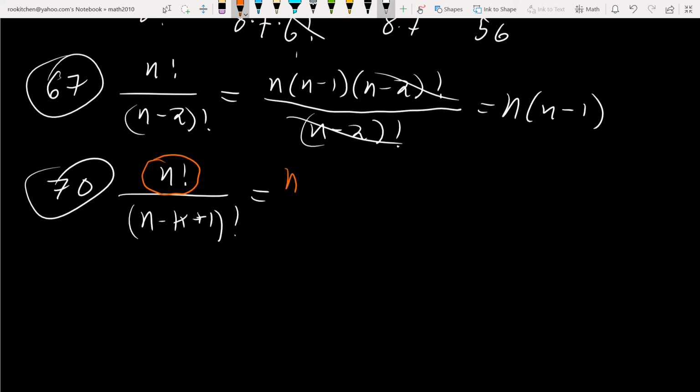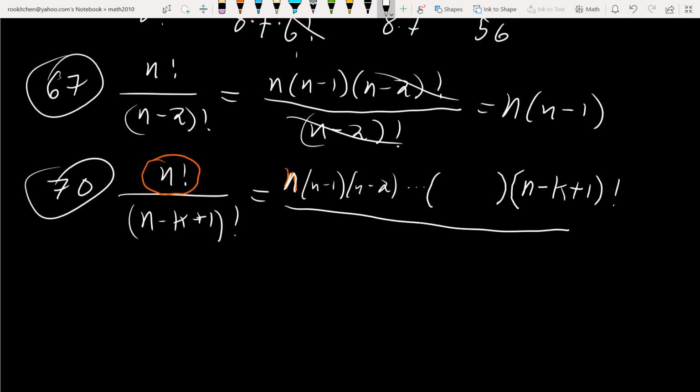So I'll go n times, I don't want to write that in red. It's not going to let me do anything else, apparently. n times n minus 1 times n minus 2, dot, dot, dot. And I need to get all the way down to n minus k plus 1. In particular, I need the one before it, because then I'll know how far the cancellation goes. So I need to go all the way down to n minus k plus 1 factorial. Okay. And then I'll have my nice cancellation.